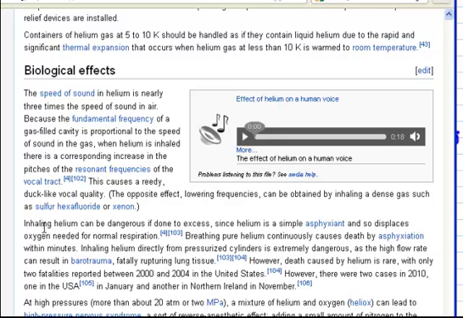And then it says inhaling helium can be dangerous if done to excess, since helium is a simple asphyxiant, I don't know how to pronounce this, and so displaces oxygen needed for normal respiration, and so on. It can cause death, and there have been some fatalities in the past, so I advise not to do that on your own, as you probably don't have the expertise to do that. And by the way, I've never tried it myself.